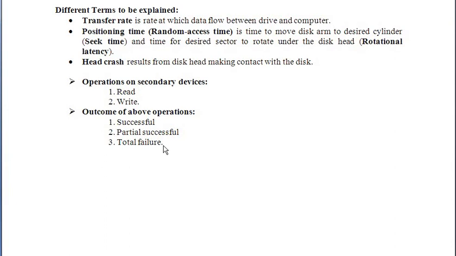And total failure, as the name suggests, means you can't read anything or write anything, in case of a major head crash. I repeat, successful means you will get the information you want, or you can read or write the information. Partial means some part of the information you may not get due to some problem, and total failure means you can't read or write anything. So I hope things are clear.